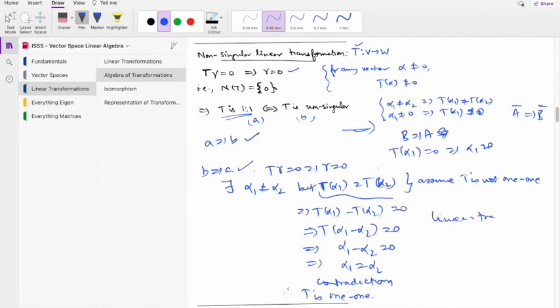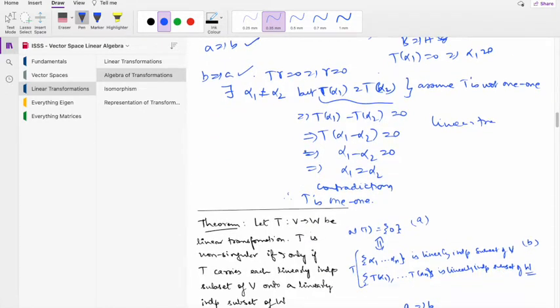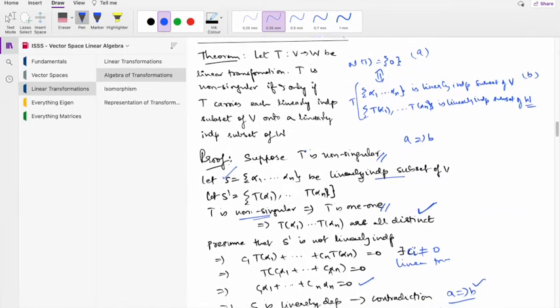We also spoke about something called non-singular linear transformation, where we said that if a transformation is such that T gamma equal to 0 implies that gamma equal to 0, that means if the null space of the transformation is only the 0 vector, then we say that it is non-singular. And we also proved that if T is 1-1, then it has to be non-singular, and if T is non-singular, it means it is 1-1, right? So these two are in some sense equivalent definitions of defining non-singularity.